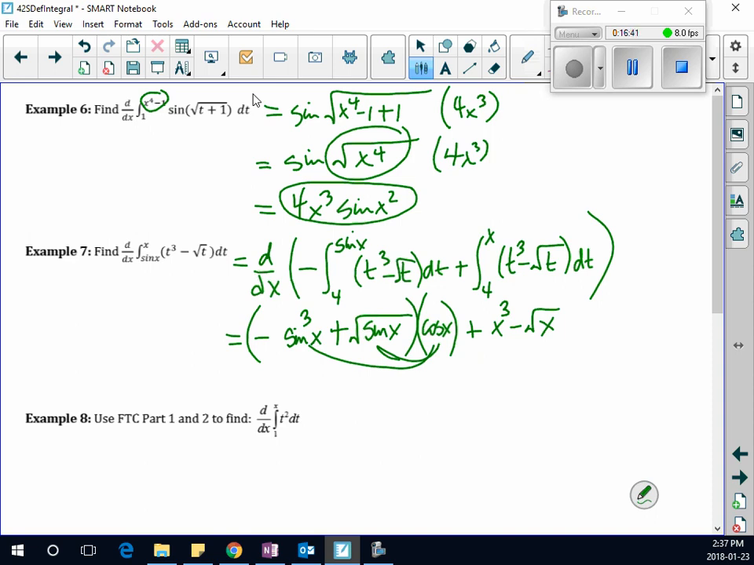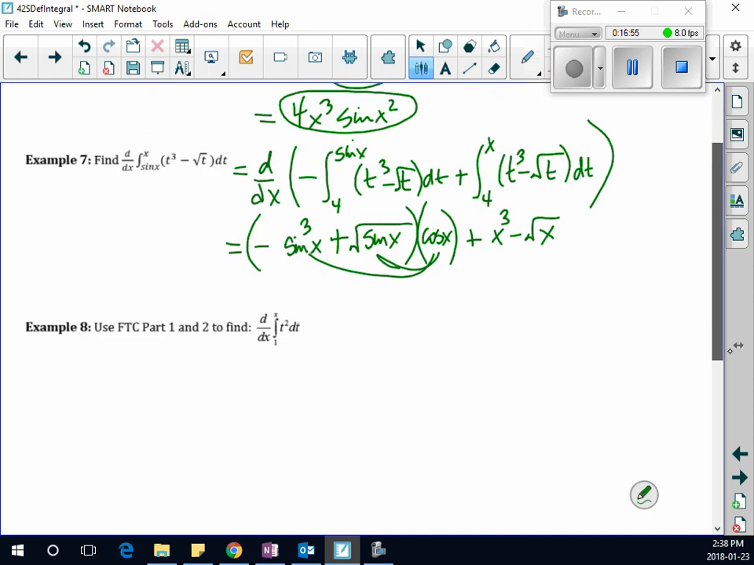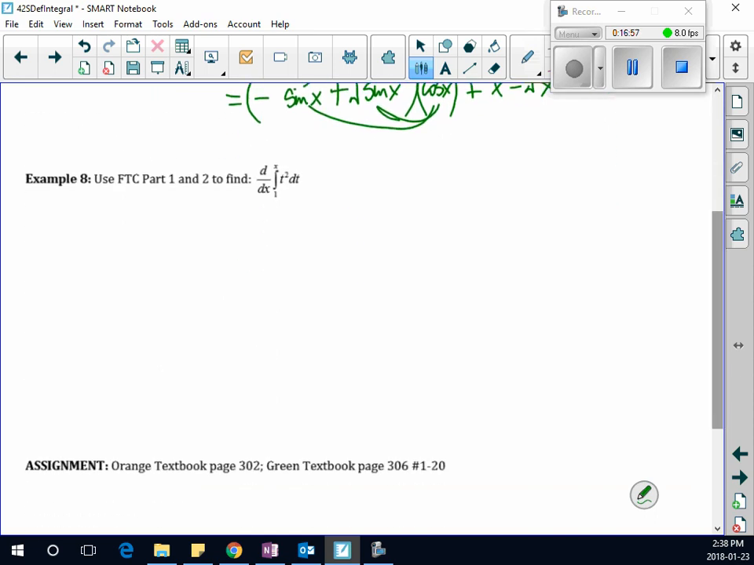Okay, so for the last one, just to refresh our memory, we're going to actually do part 1 and part 2 together. Part 2 is where you find the antiderivative first, and then you do the subtraction, and then you find the derivative. So we're going to do both just to prove that we get the same answer. Okay, so we're going to do part 2 first. It's part 2 in the textbook, but, like I said.